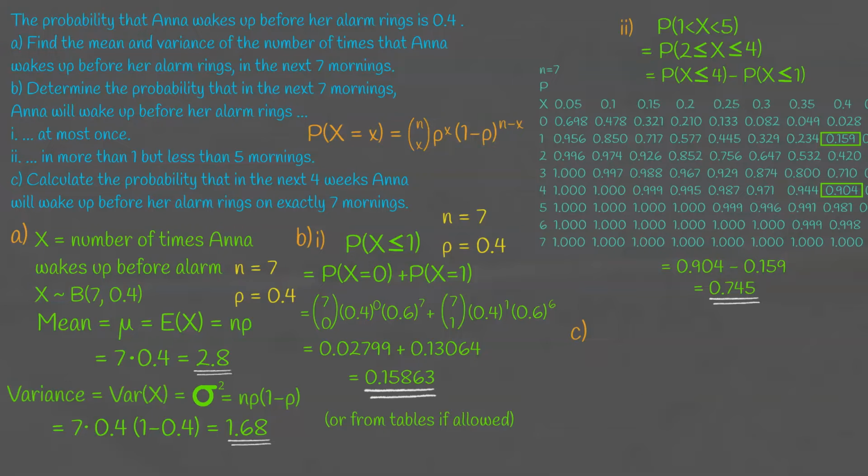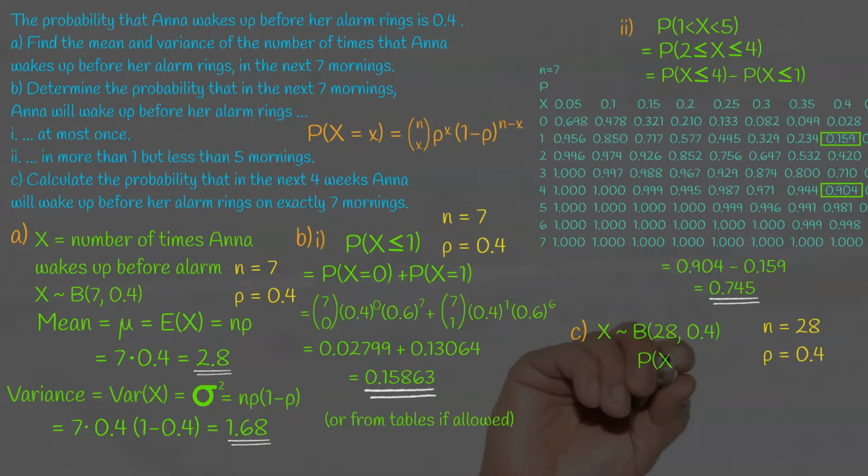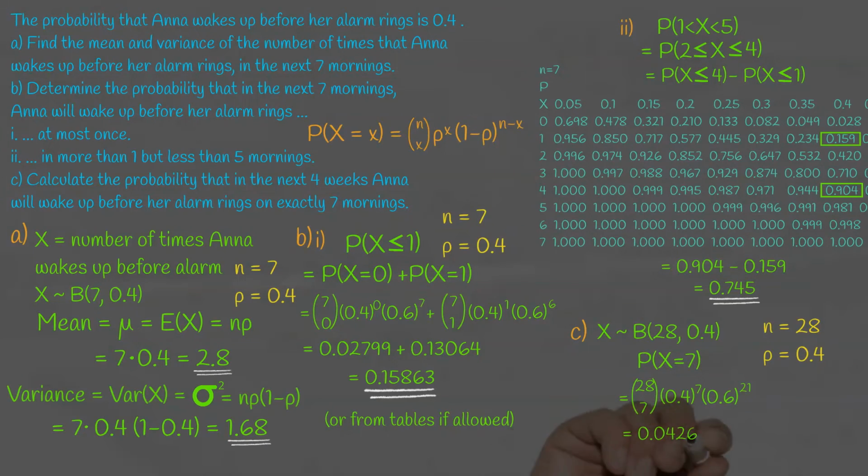in the next 4 weeks. And we can write the binomial expression like this because now n is 28 and p remains 0.4. So to find the probability of waking up on exactly 7 mornings, we have to put x equal to 7. And because it's exactly 7 mornings, we can use the binomial formula to work it out. So putting all the numbers in correctly, and using the combinations formula to work out 28 choose 7, we should end up with the answer 0.0426.